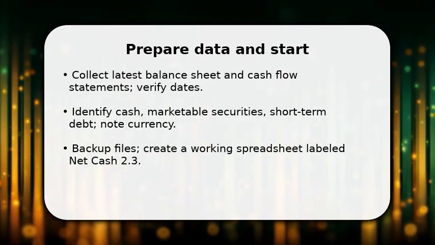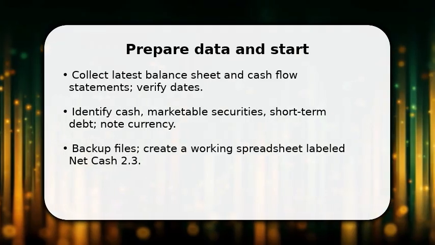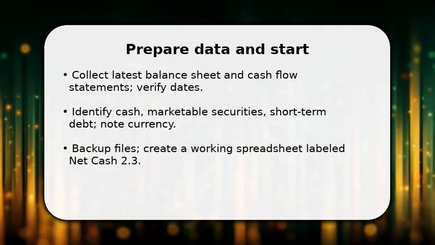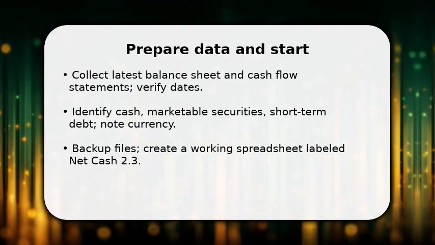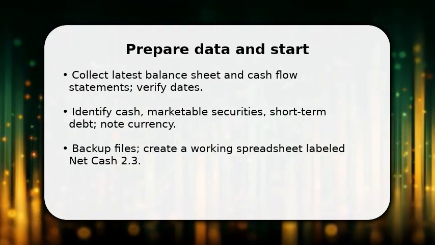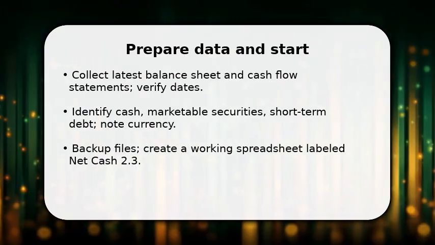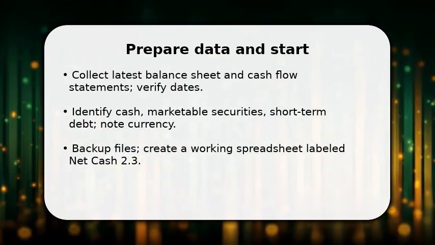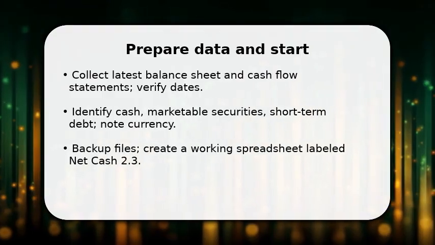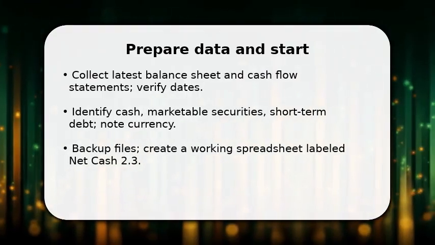You begin by pulling the latest balance sheet and cash flow report. This ensures numbers match across sources. Once done, isolate cash and marketable securities, then list short-term and long-term debt separately so you won't double count. Make a working spreadsheet named Net Cash 2.3 and save a backup. That protects your work while you adjust entries.